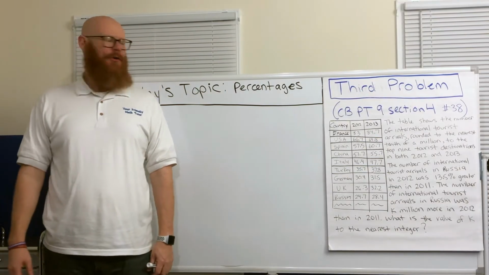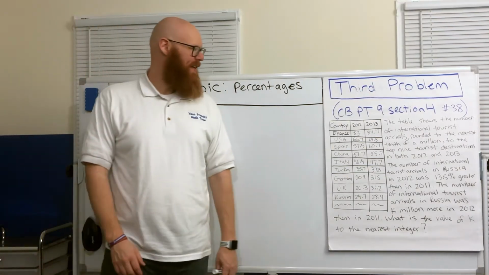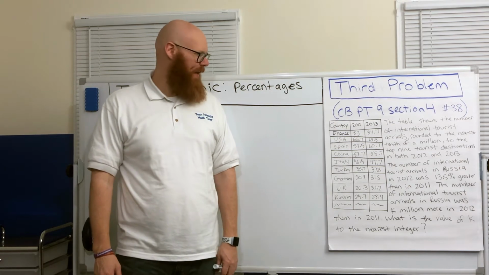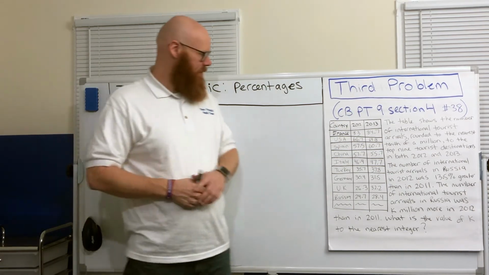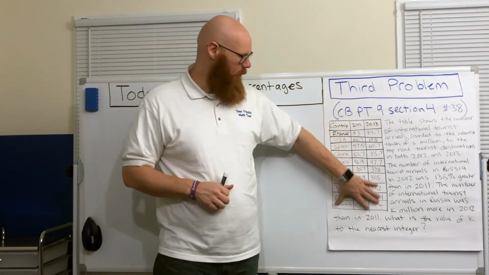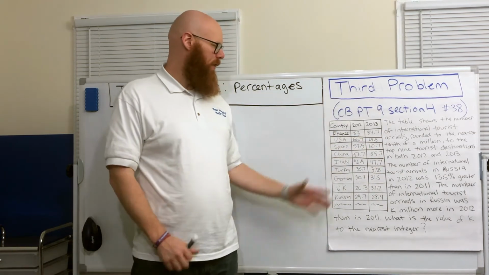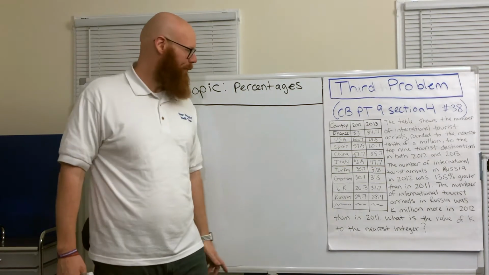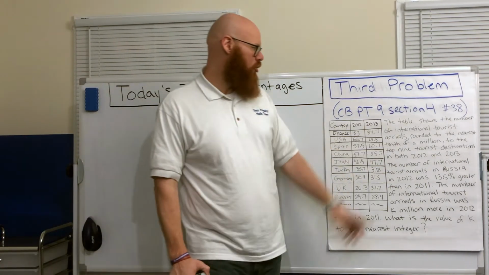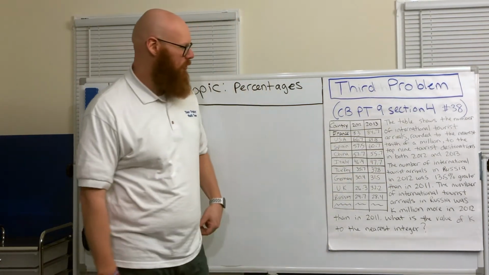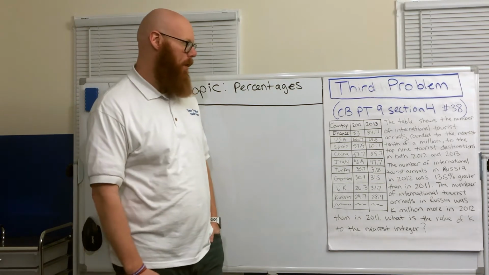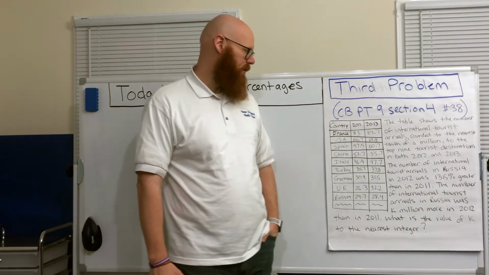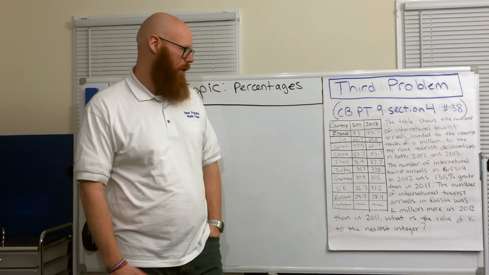All right, now to our third problem, College Board Practice Test 9, Section 4, number 38. So we've got this table of values here. This is not a frequency table. It's just a regular table. It says the table shows the number of international tourist arrivals, rounded to the nearest tenth of a million, to the top 9 tourist destinations in both 2012 and 2013.